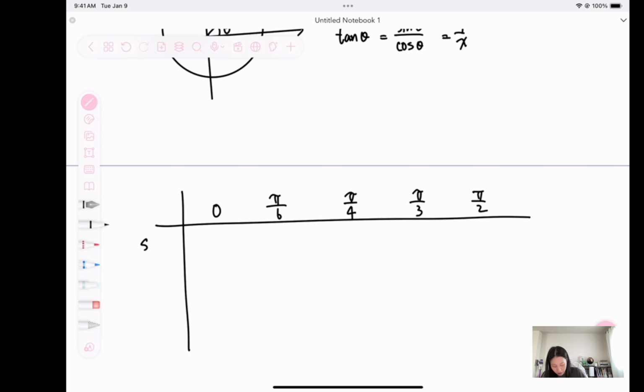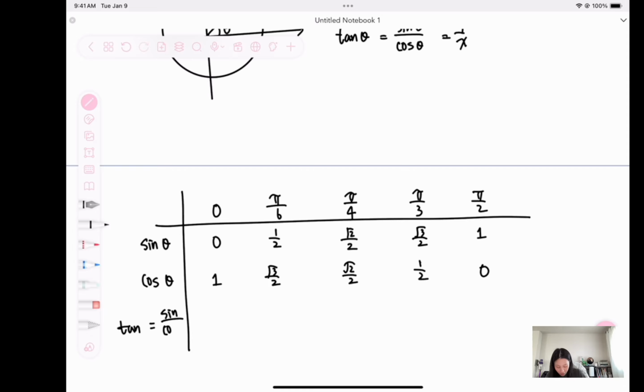That's the value for theta, and then sine theta is going to equal, for 0, we know the sine starts with a 0, and then it works up: 1/2, and then square root of 2 over 2, and then square root of 3 over 2, and then 1. Cosine is the opposite, starting from the highest point 1, and then working its way down, which is square root of 3 over 2, square root of 2 over 2, 1 over 2, and then 0. Now, tangent is equal to sine over cosine.